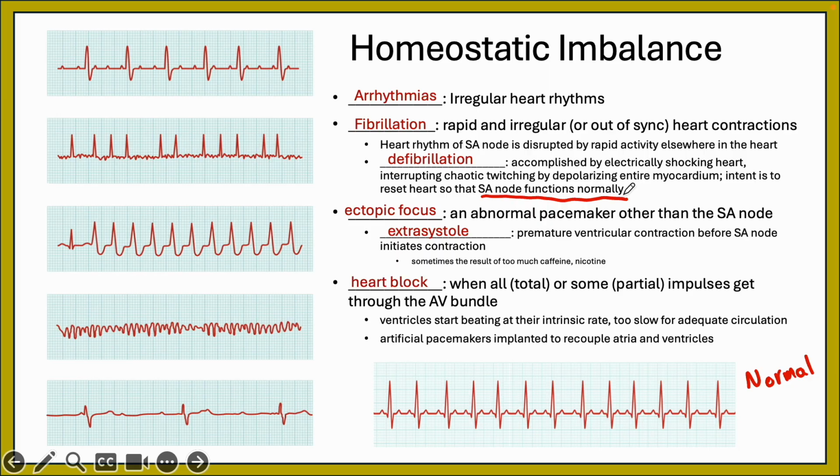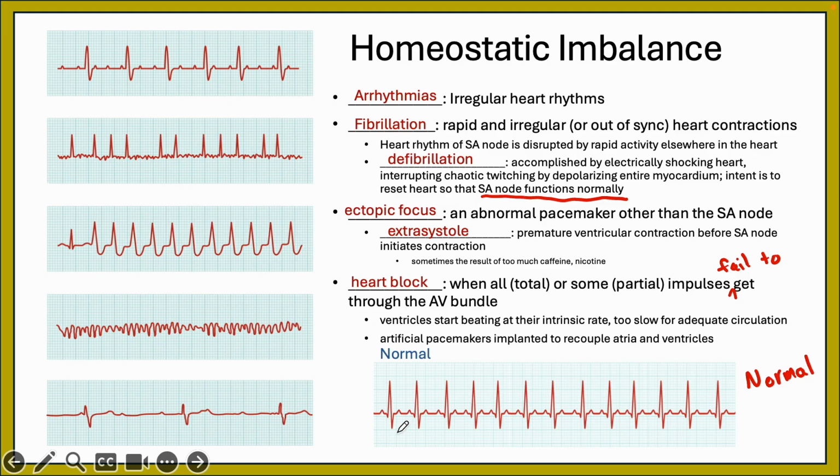And then you may have heard of a heart block. This is when some or all of the impulses fail to get through the AV bundle. So the ventricles are going to start beating at their intrinsic rate, which is way too slow for adequate circulation. This is when an artificial pacemaker will need to be implanted to recouple the atria from the ventricles.